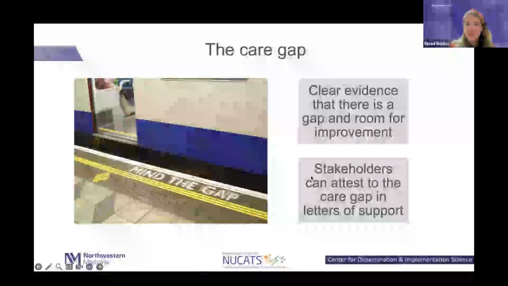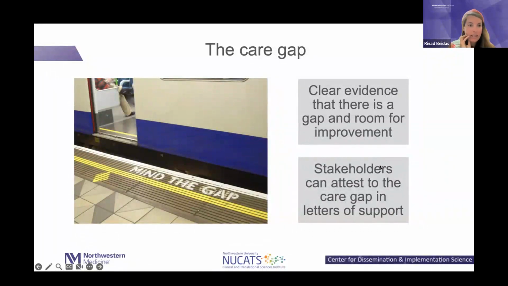I'm sorry, I meant to change all references to stakeholders to constituents, which is the preferred language. You want constituents to be able to attest to the care gap in the letters of support, and your preliminary studies to show that that gap exists.